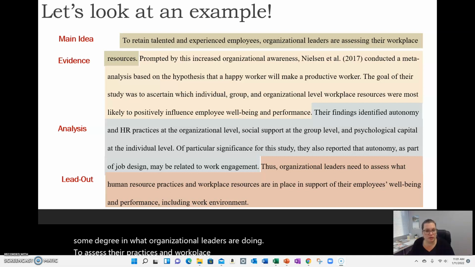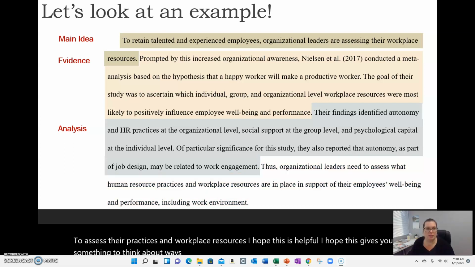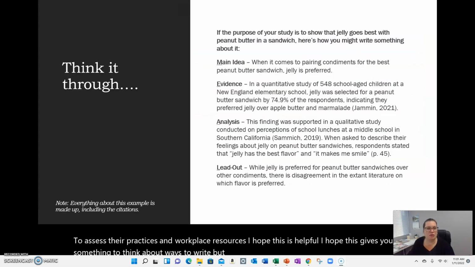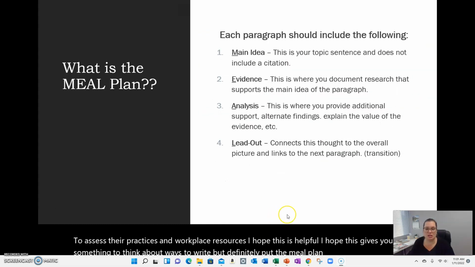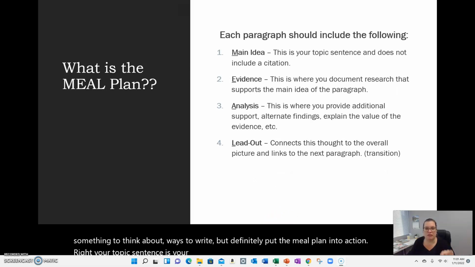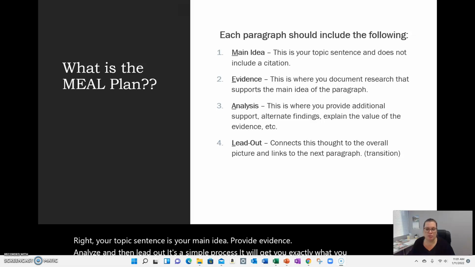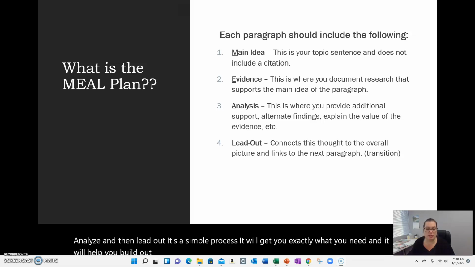I hope this is helpful. I hope this gives you something to think about, ways to write, but definitely put the meal plan into action. Write your topic sentence as your main idea, provide evidence, analyze, and then lead out. It's a simple process. It will get you exactly what you need, and it will help you build out a wonderful chapter 2 that will get you to a done dissertation.